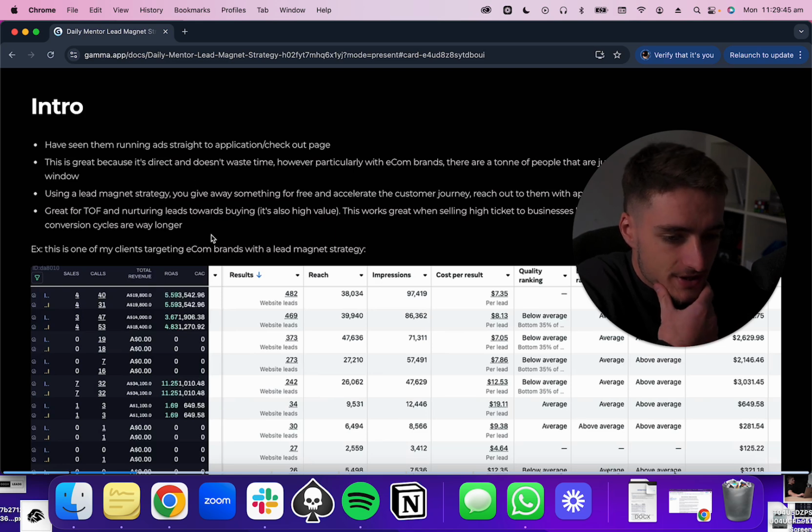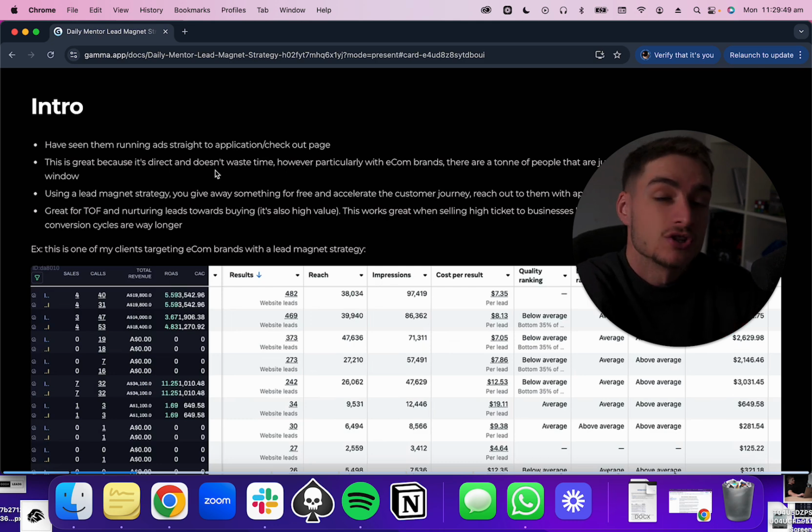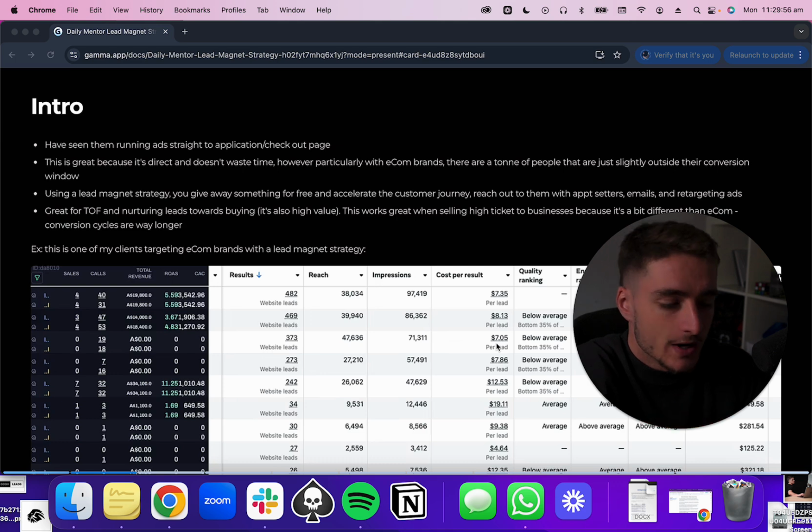Just for some context, I've seen the Daily Mentor running ads directly to essentially what is an application page or a checkout page. Now, this is great because it's very direct and it doesn't waste time. However, particularly with e-commerce brands, there are a ton of people that are just slightly outside their conversion window. So what do I mean by that? When you're running ads directly to a checkout page, you're basically only appealing to people that are looking to buy or that have a problem directly right now. Now, again, that works really, really well because that attracts really qualified leads.